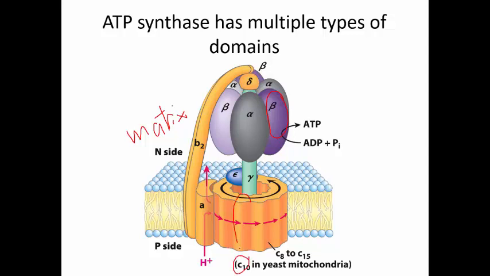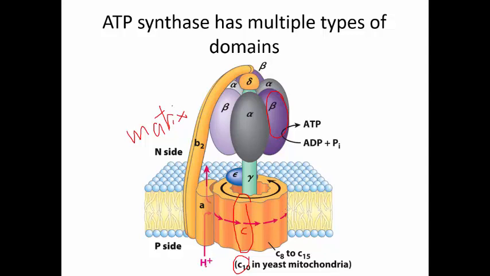And so this is one C domain. And there are a different number of these, and they make up a ring that are actually in the membrane. And these two are linked by the gamma domain, and when this turns, it's like an axle of a car where they both have to turn at the same time, right?